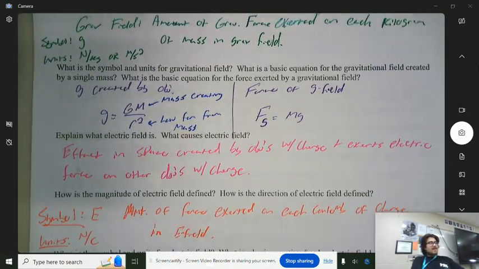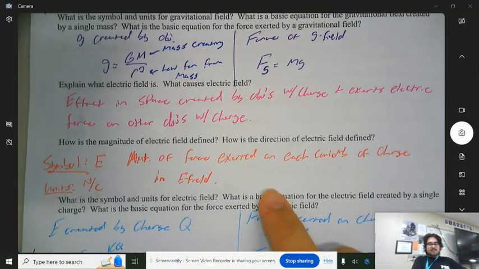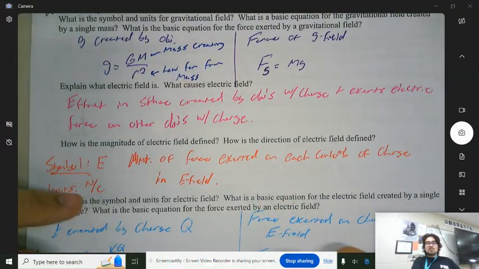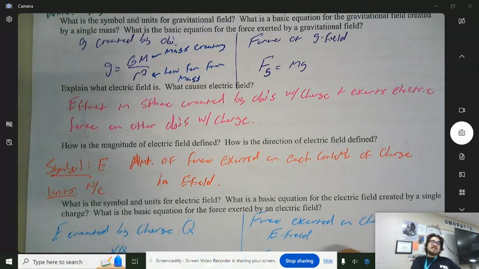Electric field, there's a lot of parallels between electric field and gravitational field. They're very, very similar in a lot of different ways. The electric field is the effect in space created by objects with charge and exerts electric force on other objects with charge. So you know that gravitational field is created by objects with mass and exerts force on other things with mass. Electric field is created by objects with charge, and they exert it on other objects with charge, okay? We define electric field with the symbol E, and the units are newtons per coulomb. It's the amount of force exerted on each coulomb of charge in the E field.